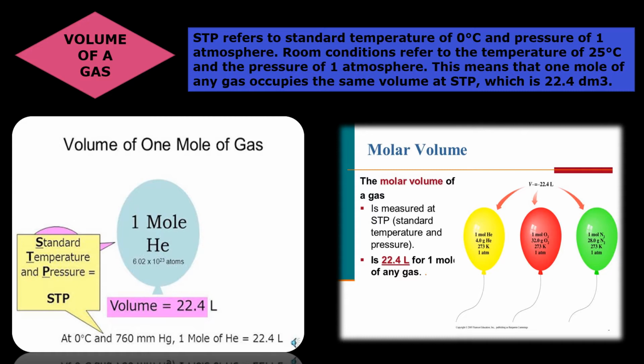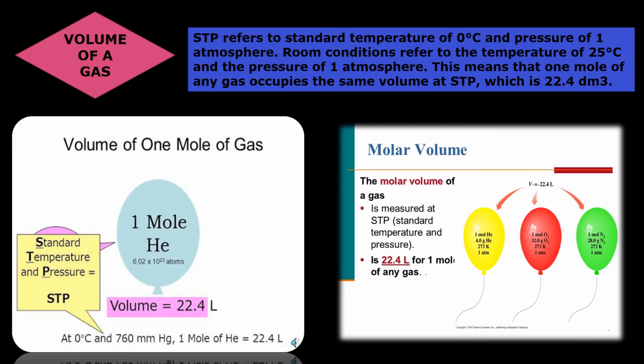STP means standard temperature and pressure. So at standard temperature and pressure, 1 mole of helium is equal to 6.023 into 10 to the power 23 atoms, and volume, standard temperature and pressure means at 0 degrees Celsius and 760 millimeter mercury. So 1 mole of He is equal to 22.4 liter. That means volume of 1 mole of helium is equal to 22.4 liter.